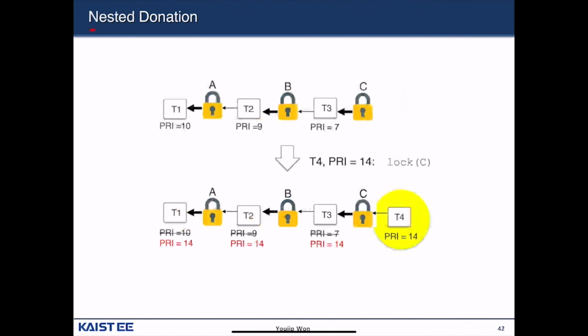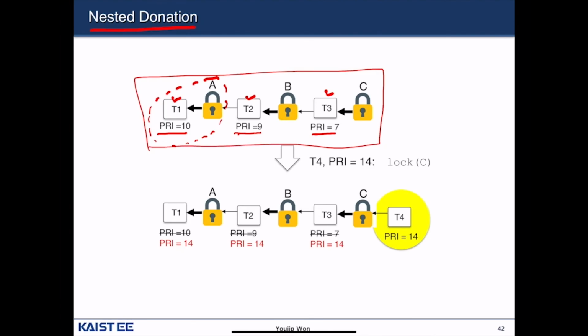There are a few issues to consider. First one is nested donation. Consider this scenario. There are 3 threads: thread 1, thread 2, and thread 3. Thread 1 has priority 10, thread 2 has priority 9, and thread 3 has priority 7. Somehow, first, thread 1 is holding lock A. Then thread 2 has made a request for lock A, and it's got blocked. However, thread 2 is holding lock B, and thread 3 is waiting for lock B to be released while holding lock C. So there is a chained lock holding relationship.